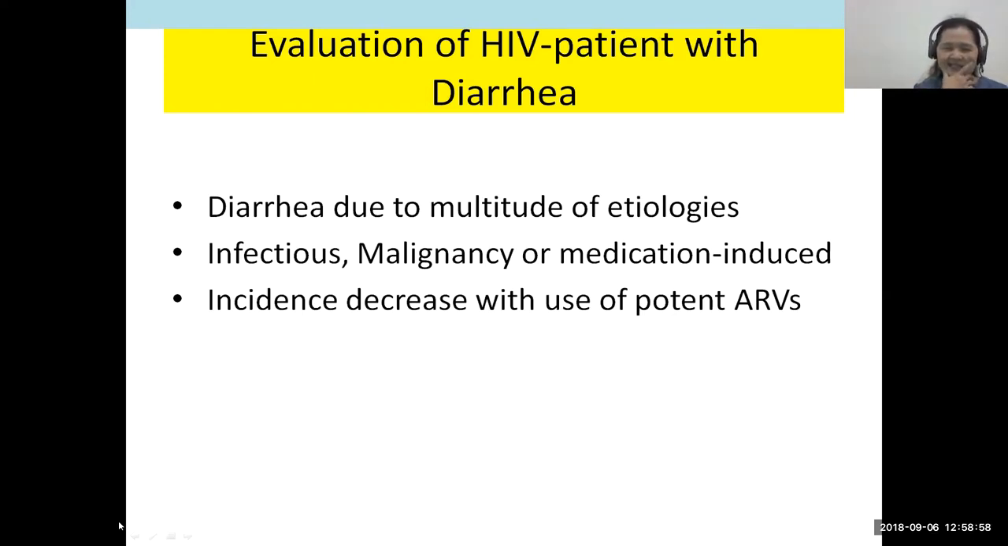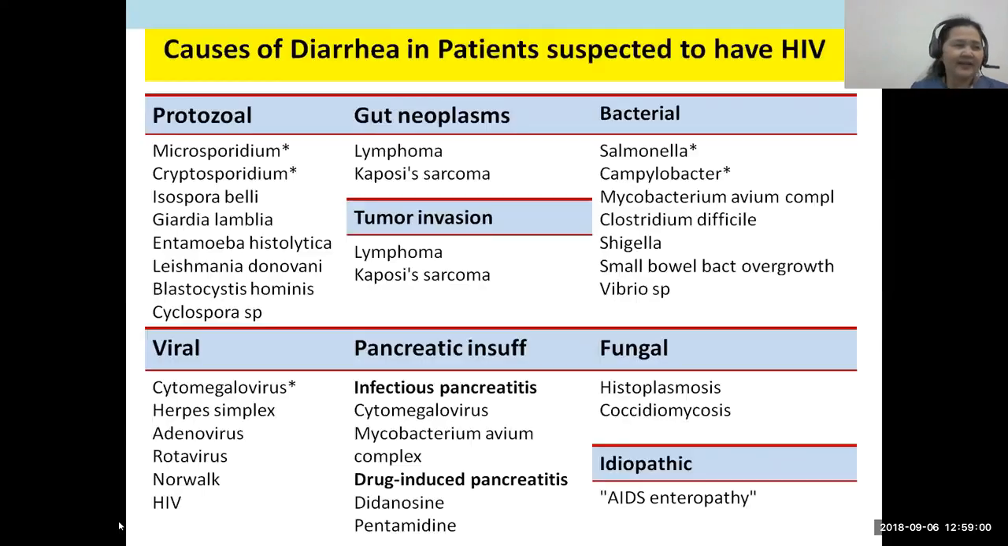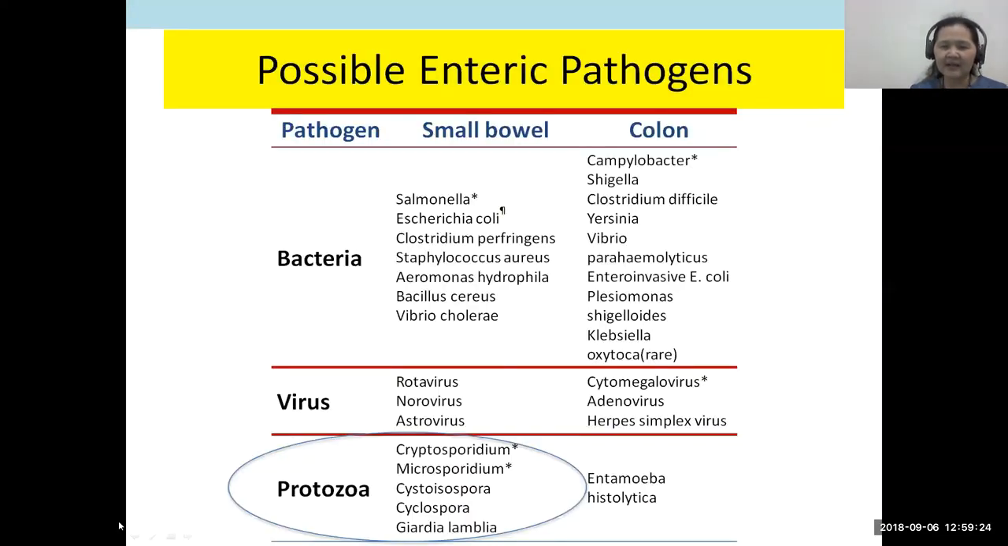Okay, next. So, these are the very, very many causes of diarrhea among patients who have been confirmed or are suspected to have HIV. Ang pinaka-opportunistic dito ay yung nasa protozoal. Yan, yung Microspora, Cryptosporidium. Next, Kate, please. Pero marami talagang pwede. Okay?